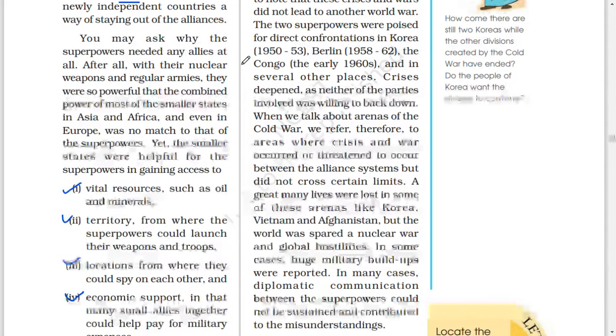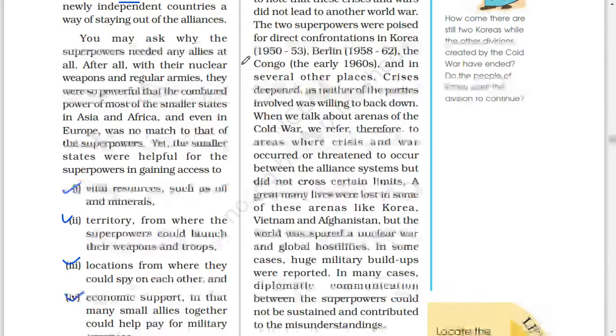Crisis depends as neither of the parties involved was willing to back down. When we talk about arenas of the Cold War, we therefore refer to areas where crises and wars occurred or threatened to occur between the alliance systems but did not cross a certain limit.